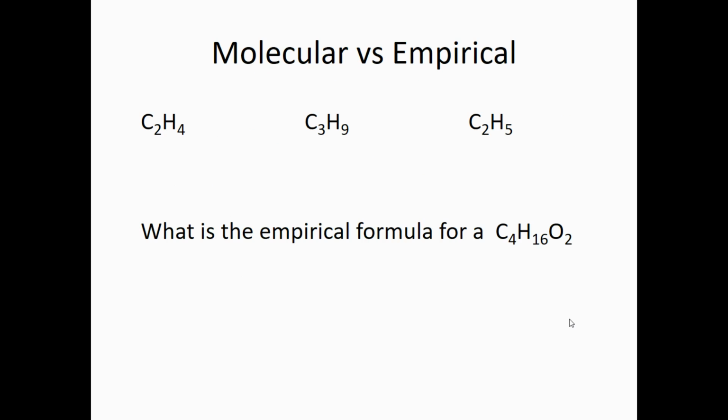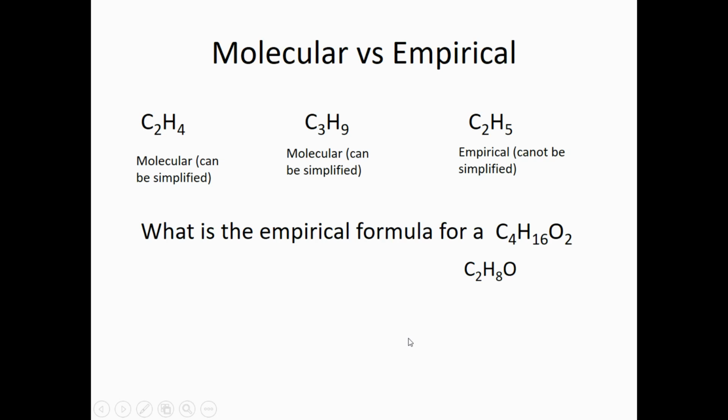So if you look at the question, what is the empirical formula? You're just simplifying the subscripts. So you would divide them all by 2. And if you divide it by 2, you're going to get C2H8O. So the empirical formula is the simplest, molecular is the true. I would definitely know those definitions.